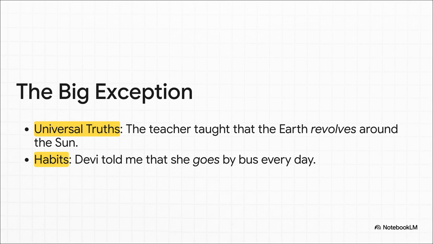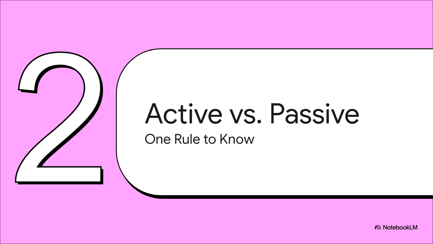And this one is a biggie. If you're talking about a universal truth, like the earth revolves around the sun, or a regular habit, that part of the sentence stays in the present tense. This is a classic exam trap, so you've got to lock this one away. Don't fall for it. All right, now that we've got our foundation solid, let's build on it.